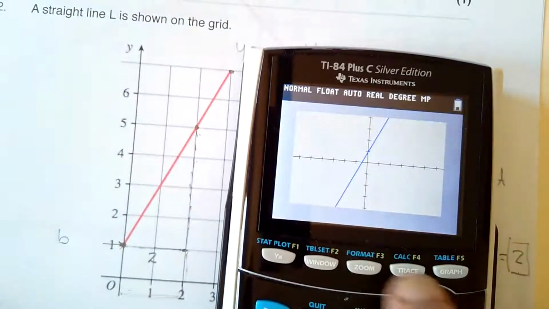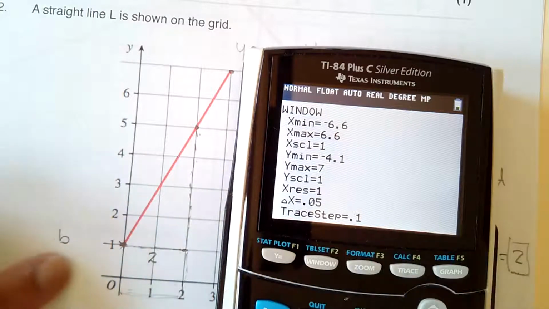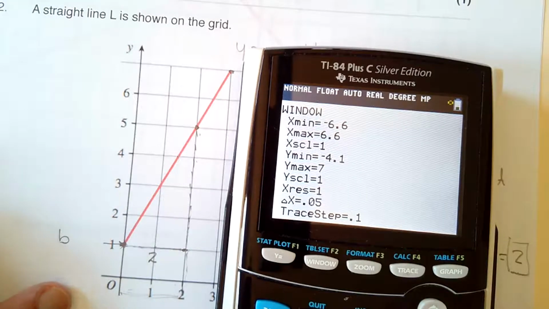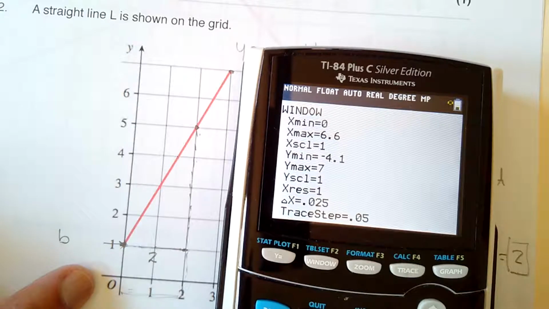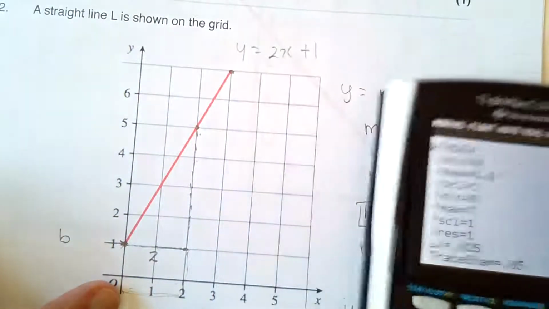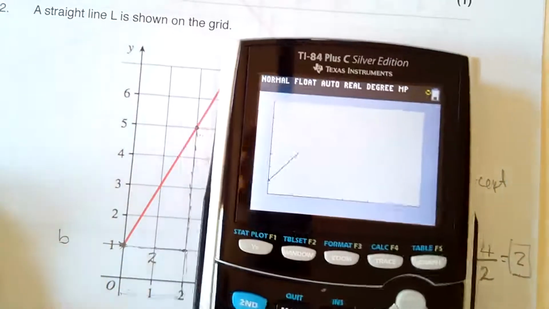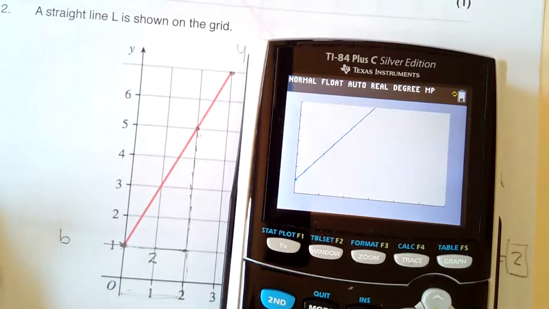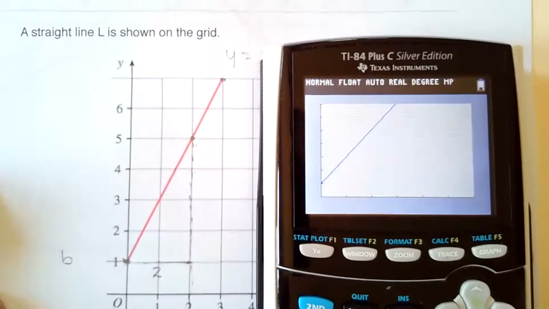Now I'm going to change my window to go up to 7, same as here, and I'll start from 0. My x minimum is 0 here. My y minimum is 0. My y maximum is 7, and my x maximum here I have at 6. So I'll put this up at 6. So my window looks almost alike to the one on the graph paper here.